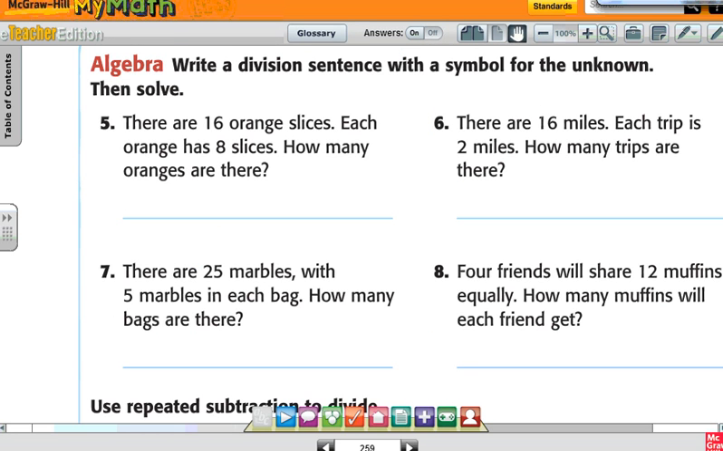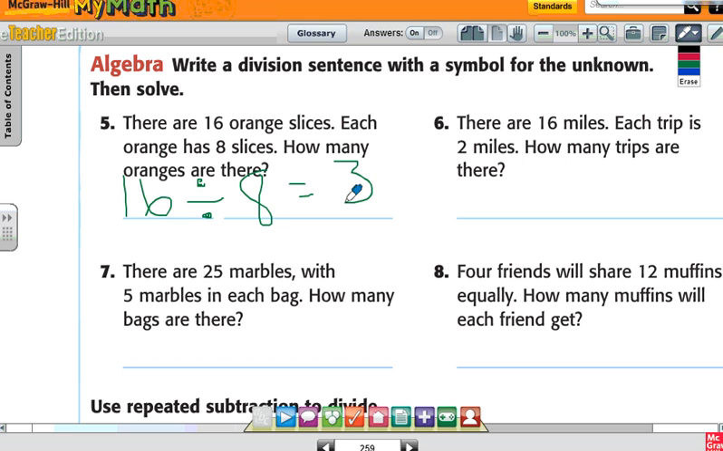Look at number 5. It says write a division sentence. So obviously I need this. That's my sign, right? There are 16 orange slices, and each orange has 8 slices. Where are the numbers going to go? So what's the first number I'm going to put down? 16. Okay. Divided by 8. And how many oranges are there? There's actually 3 oranges. Not 2. Oh, wait. Sorry. Whoops. 2. You're right. So it's going to be 16 divided by 8, which is 2 oranges.